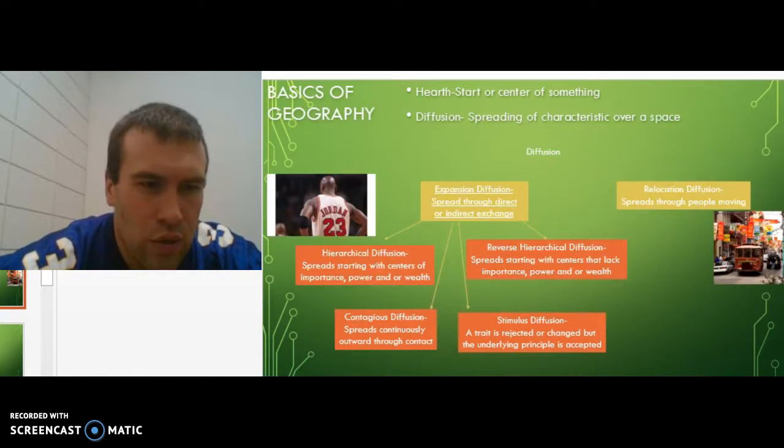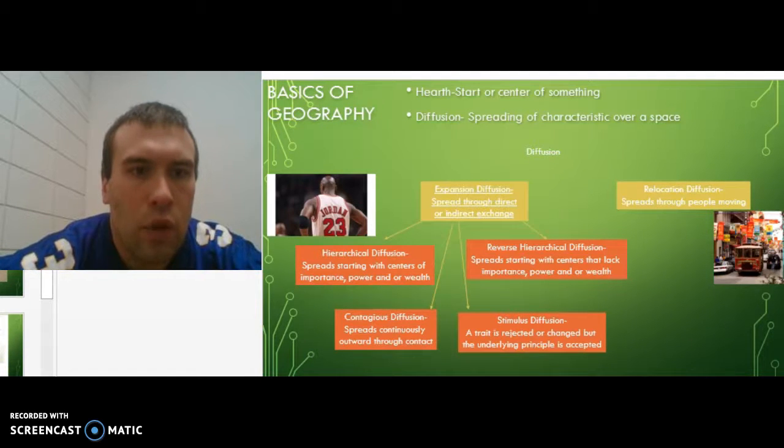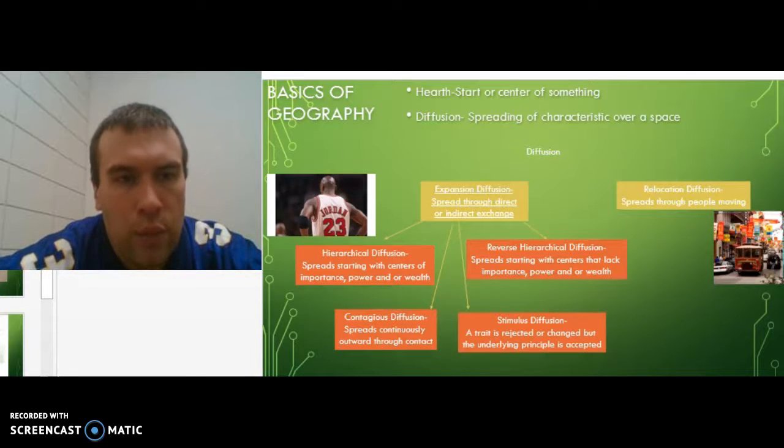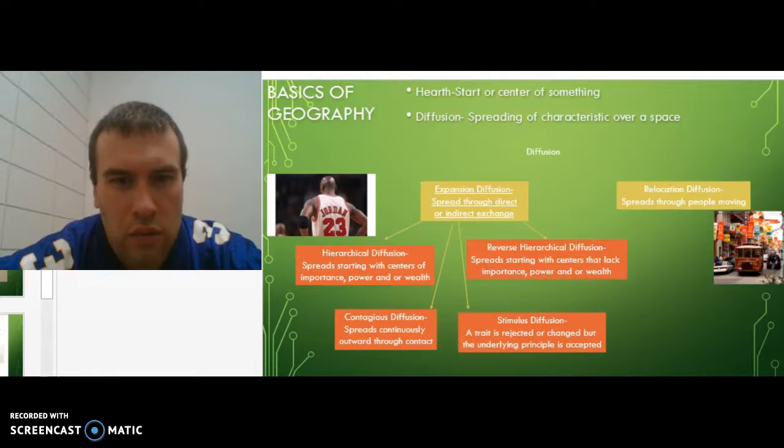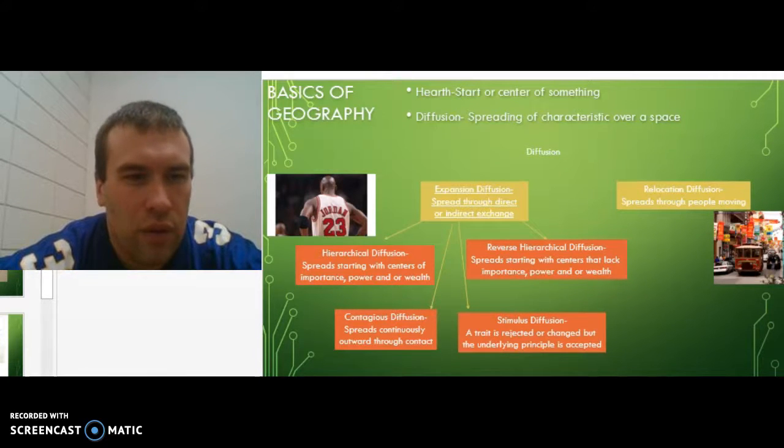The last one is stimulus diffusion. This is when an underlying trait is accepted, even though the main thing is rejected. Let's take McDonald's. When they first went to India, they tried to introduce Big Macs. Well, that's not going to work because India does not eat beef, as part of the Hindu tradition. So McDonald's got rid of the Big Mac and created the veggie burger essentially for India. The Big Mac was rejected, but the underlying principles McDonald's held around fast food were accepted.